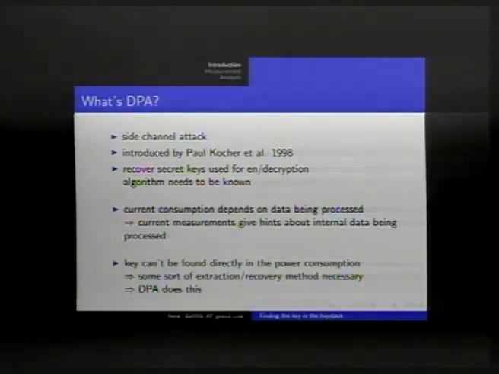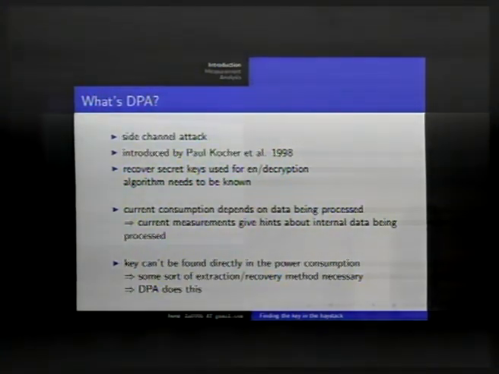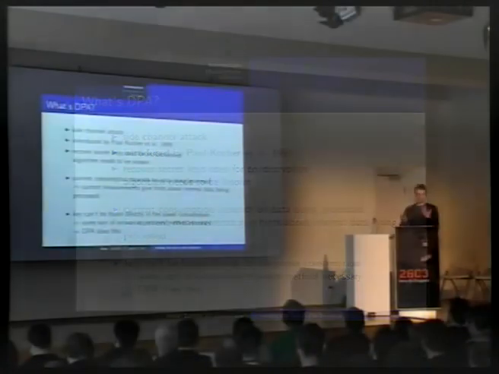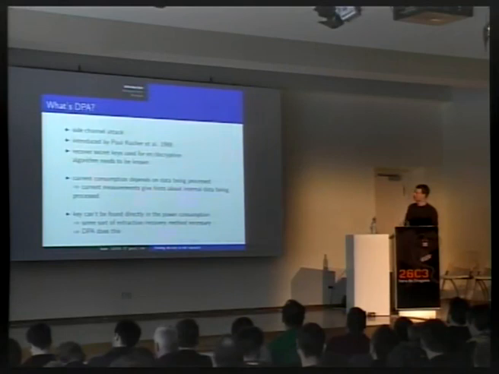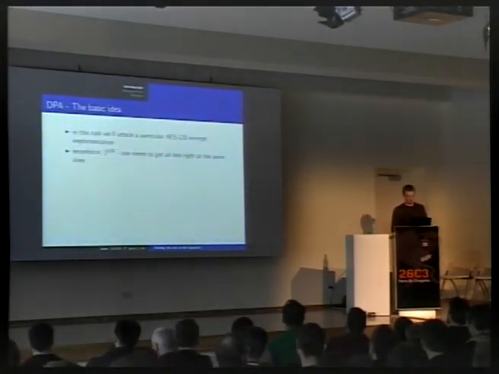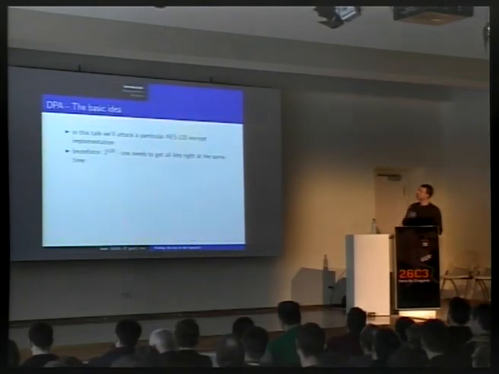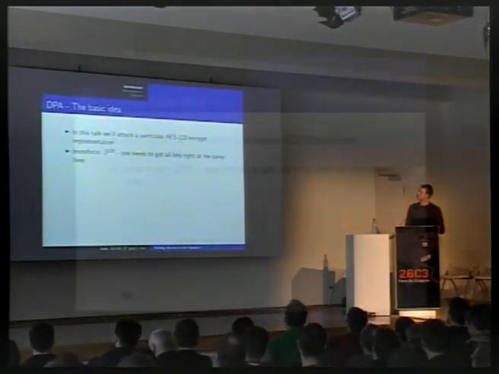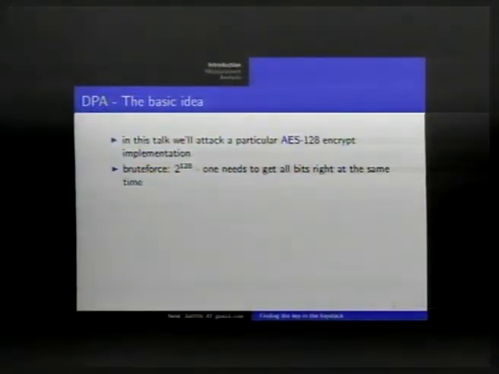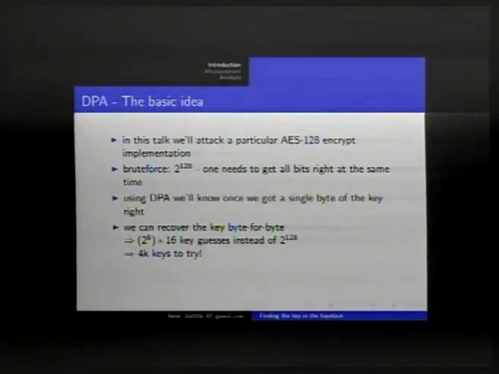But the key can't be found directly in the power consumption. It is somehow like the search for the needle in the haystack. So you need some recovery or extraction method, and this is basically what DPA does. The basic idea is, in this talk we will attack an encrypt function with 128 bit AES. And the brute force, well, this would take a while. I guess I don't have to explain this. And with DPA, we can do this faster.